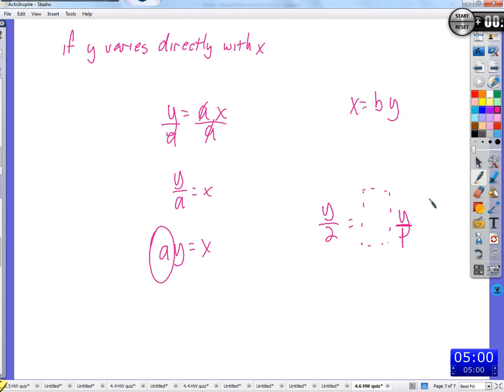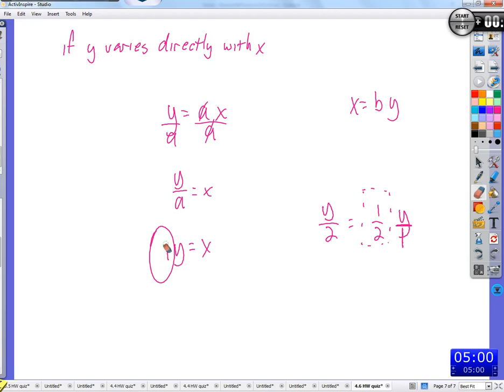1 over 2? If we multiply straight across, what do we get in the numerator? 1 times y, y. 2 times 1? 2. Right? If you take 6 divided by 2, that's the same as 6 times 1 half. 15 divided by 3, same as 15 times 1 third. Remembering that? Hope so. If you divide by a number, that's the same as multiplying by 1 over that number.